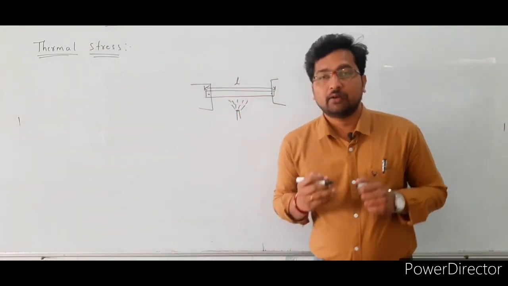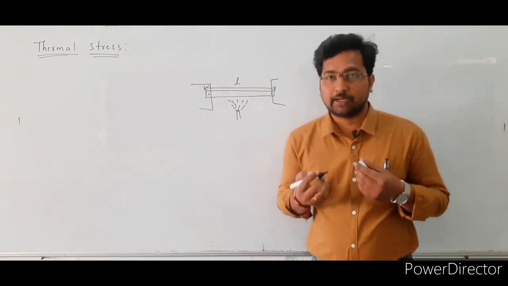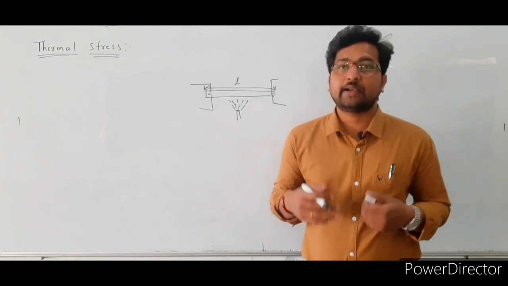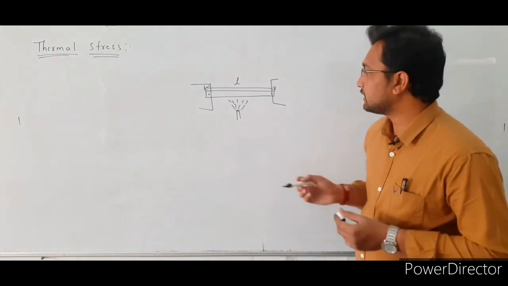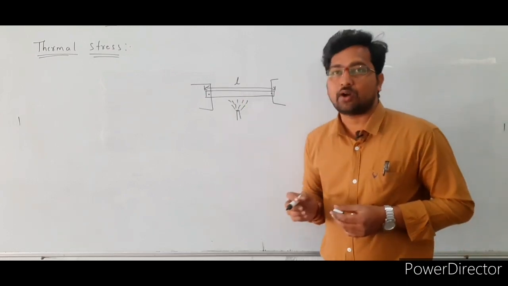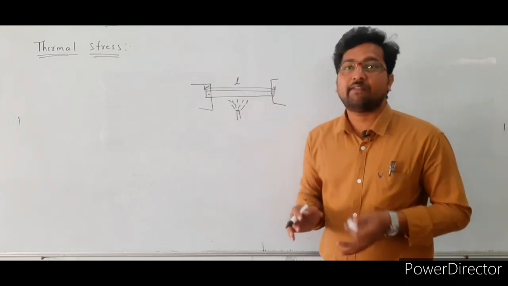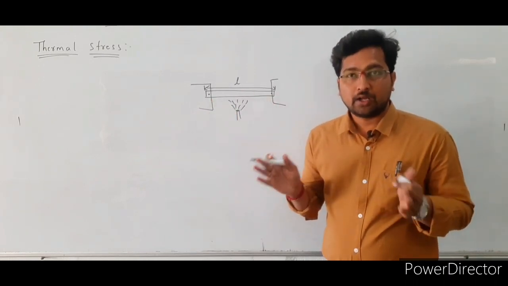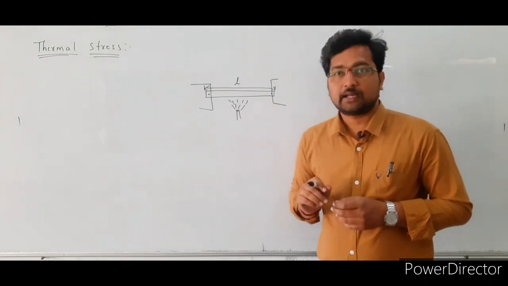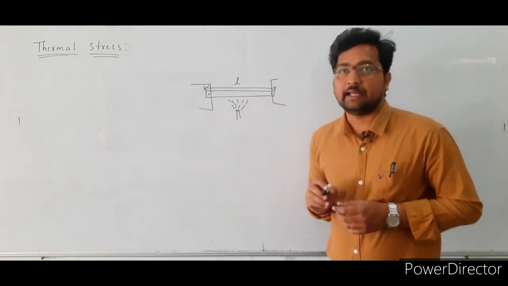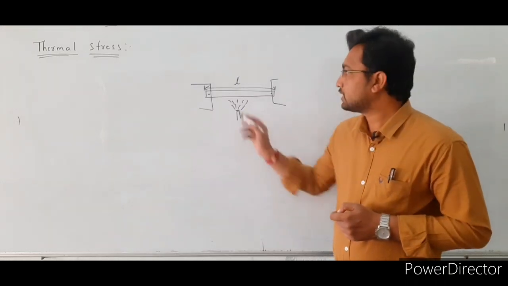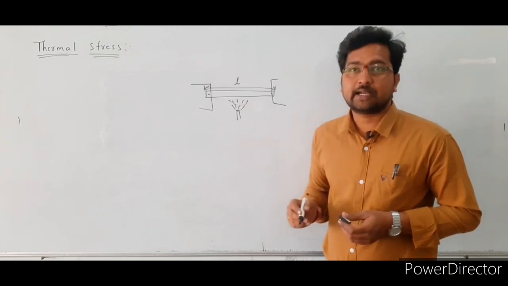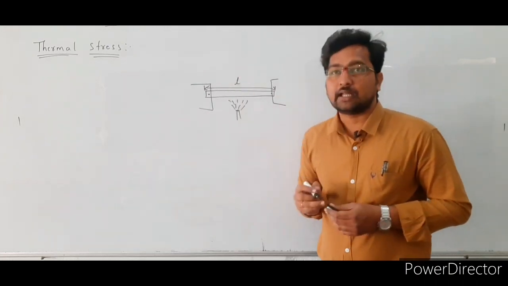We already know that when we supply heat energy to metals, their length increases, or their area or volume increases. But in this case we are supplying energy to this rod while both ends are rigidly fixed. That means these two rigid supports do not allow the rod to expand or contract. But still we are supplying the energy. In that case a stress is developed inside the rod, and that is known as the thermal stress.